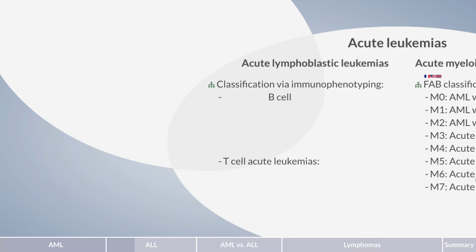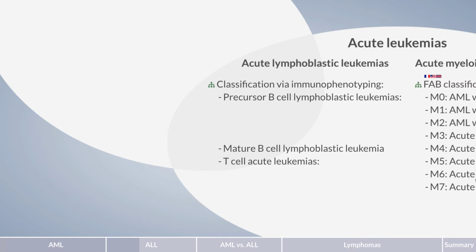B-cell leukemias can be subdivided into precursor B-cell acute lymphoblastic leukemia and mature B-cell acute lymphoblastic leukemia. Precursor B-cell acute lymphoblastic leukemias can be further distinguished by their immunophenotype into early pre-B acute lymphoblastic leukemia or pro-B acute lymphoblastic leukemia, common acute lymphoblastic leukemia, and pre-B acute lymphoblastic leukemia. The immunophenotype of cells in acute lymphoblastic leukemia correlates with the stages of normal B-cell development.